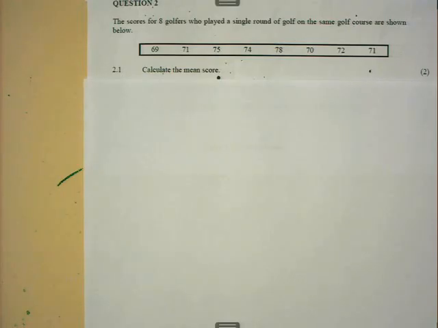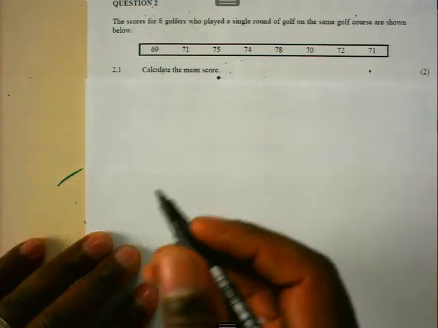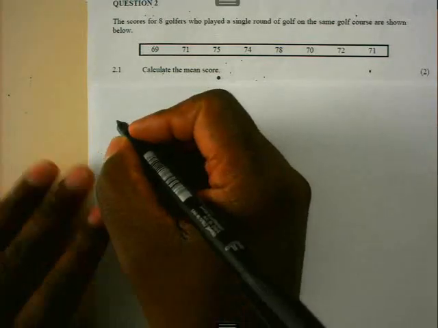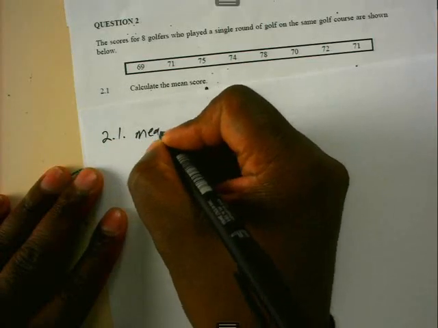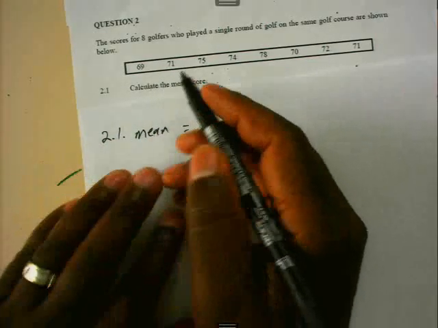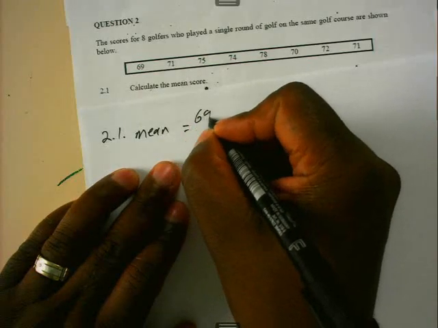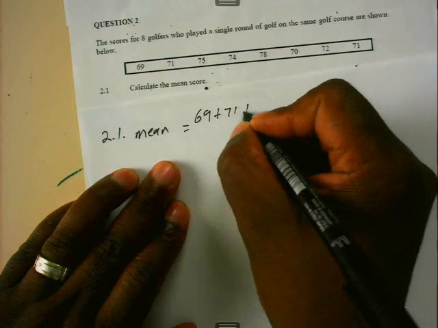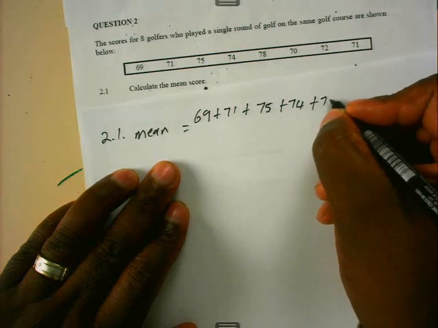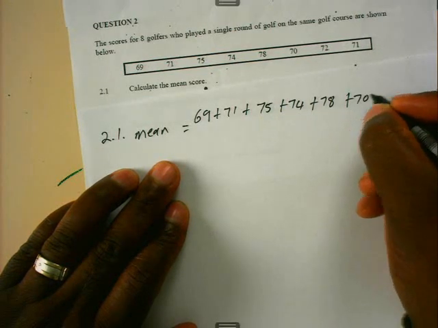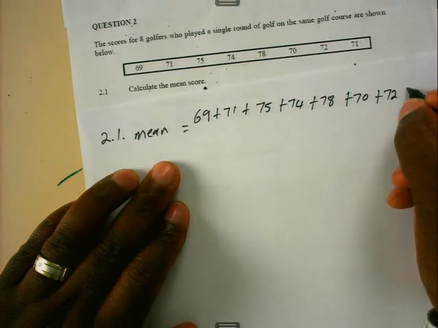Welcome. Let's check how you calculate the mean. Remember the mean? This is how you calculate the mean. 2.1. Mean is equal to, you add all the scores: 69 plus 71 plus 75 plus 74 plus 78 plus 70 plus 72 plus 71.